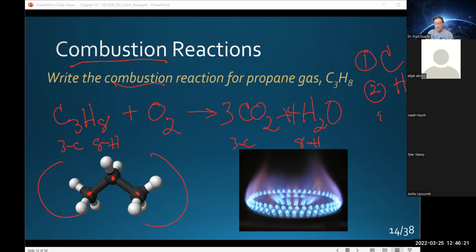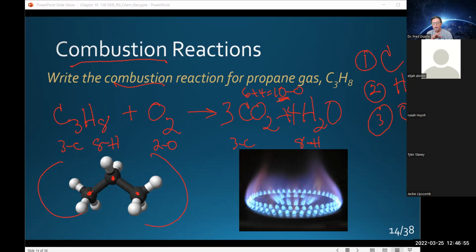Now, finally, we balance the oxygens. And so we got 2 O2s on the left-hand side, but on the right-hand side, we got 6 coming from carbon dioxide and 4 coming from water. So we got a total of 10 oxygens on the product side, 6 in carbon dioxide and 4 in water, a total of 10.